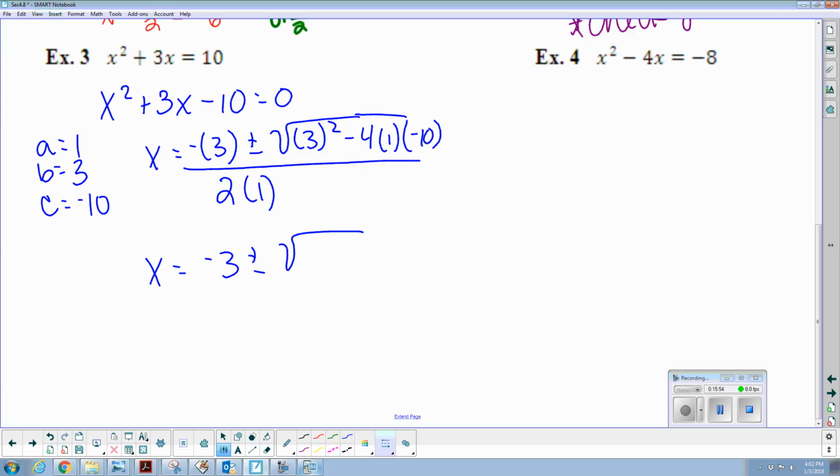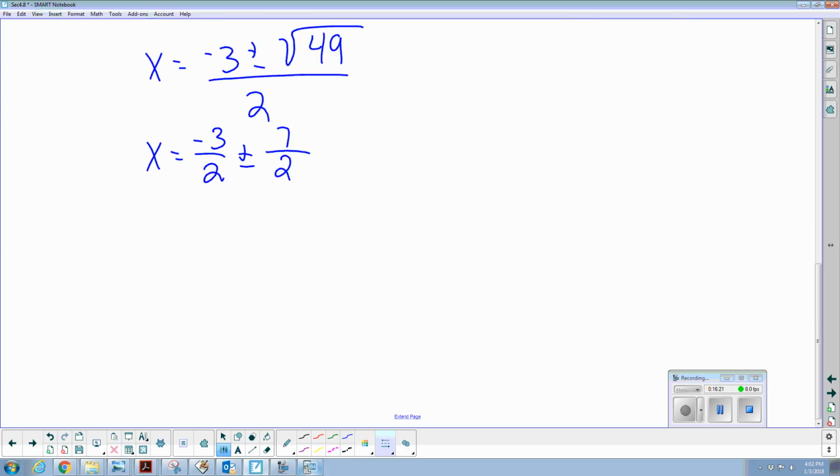9 plus 40, sorry, which is 49, all over 2. So we have x equals negative 3 over 2 plus or minus 7 over 2. So you have to actually simplify this. You can't just stop here. Yes, this is the answer, but it's not in simplest form.